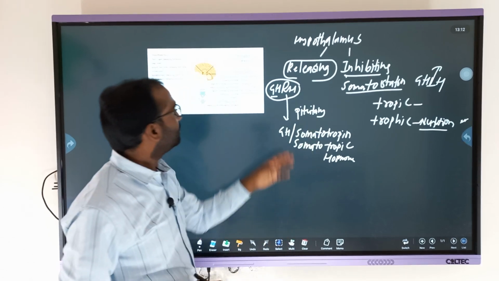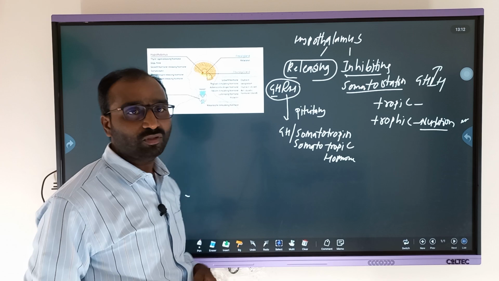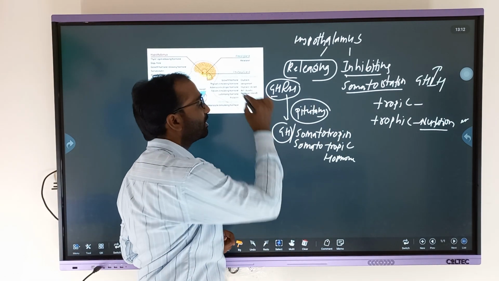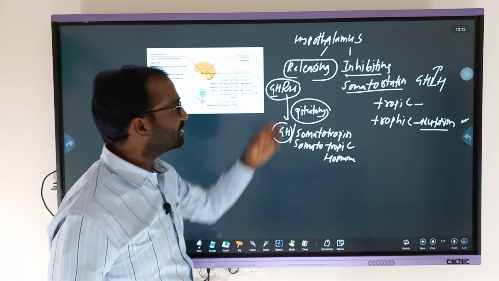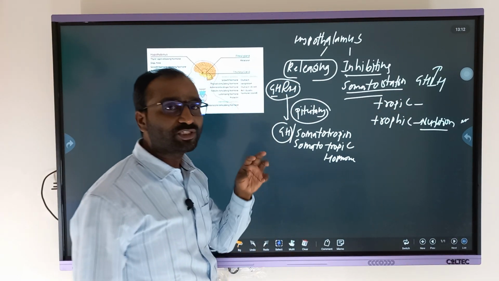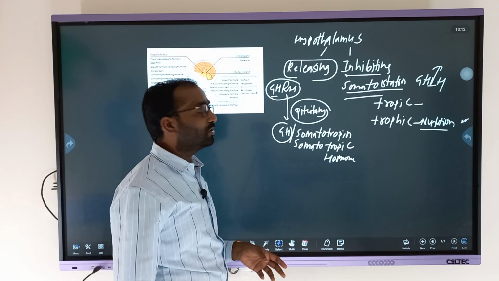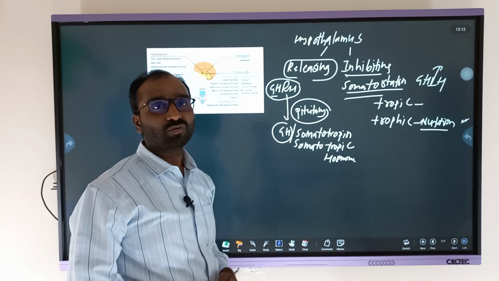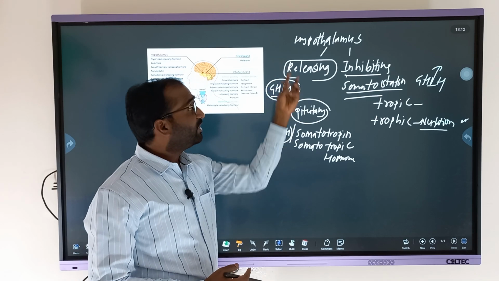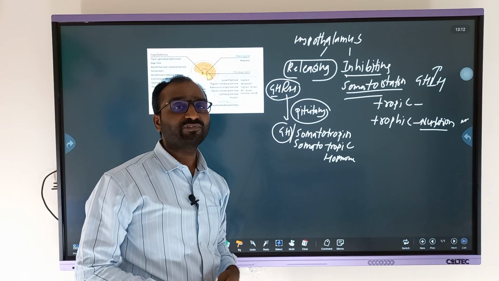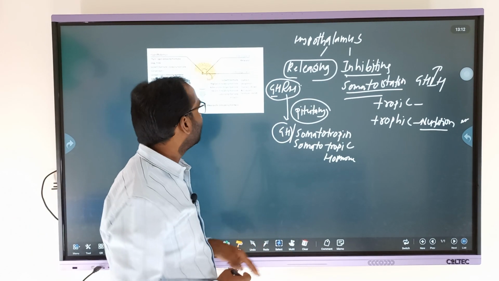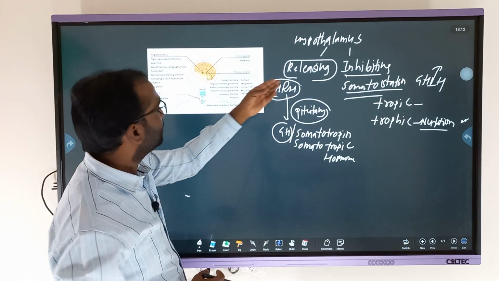So that is the reason the growth hormone releasing hormone stimulates the pituitary gland to produce growth hormone. In the same manner, inhibiting hormones suppress. Like that, gonadotropin releasing hormone, gonadotropin inhibiting hormone. Am I clear? So various hormones are released from the hypothalamus as releasing hormones, and at the same time inhibiting hormones.